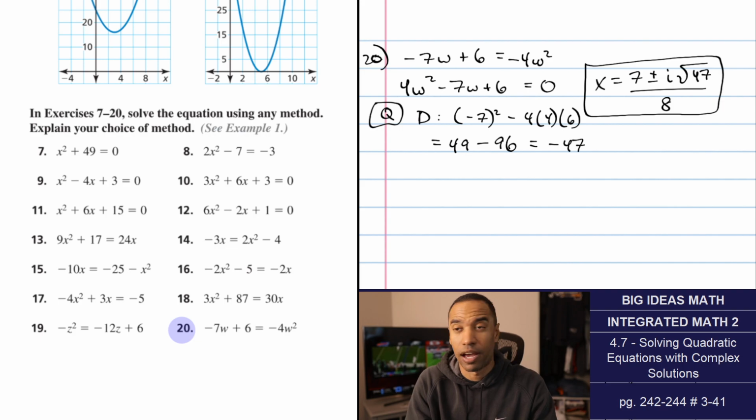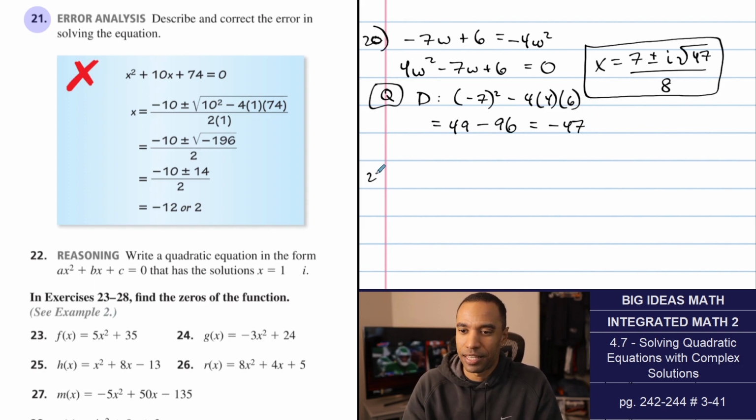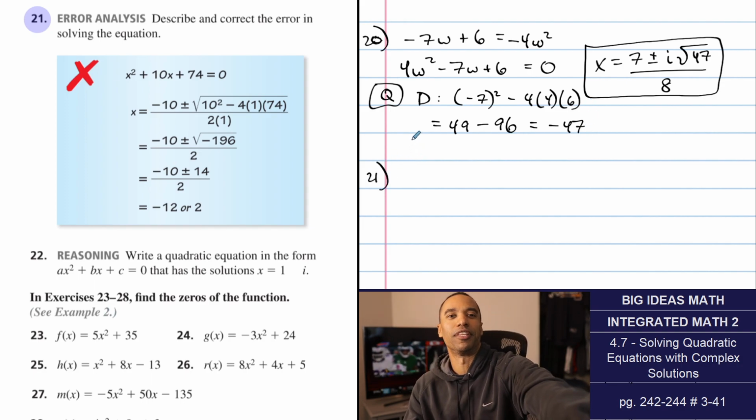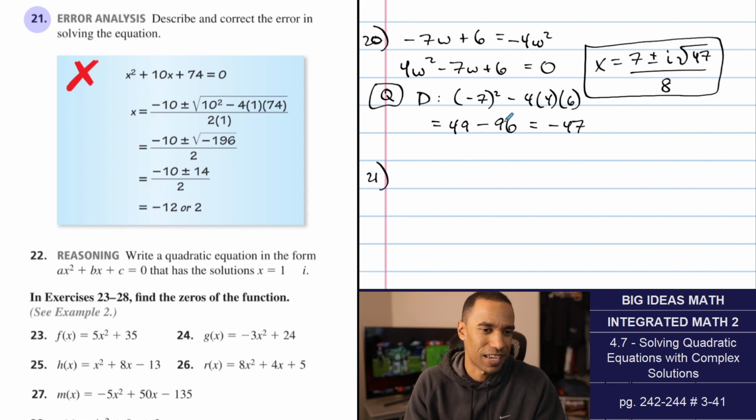Okay, hopefully those all panned out and were correct. Let's keep moving forward. Error analysis number 21. Describe and correct the error. I want to guess what their error is beforehand. I'm covering the thing. I'm going to guess they don't put an i in the answer. Let's see. That's exactly what they didn't do.